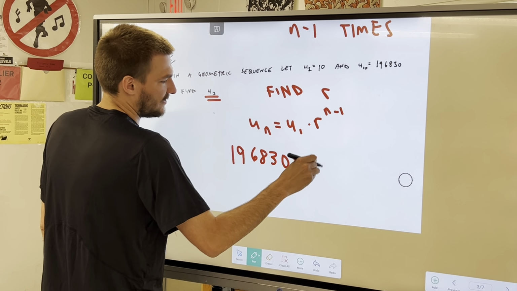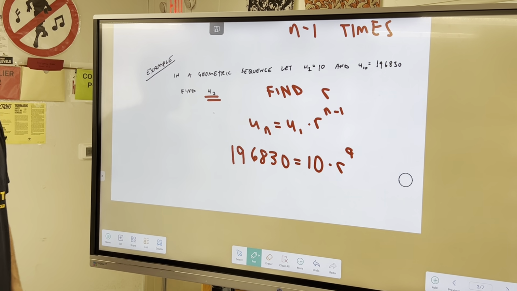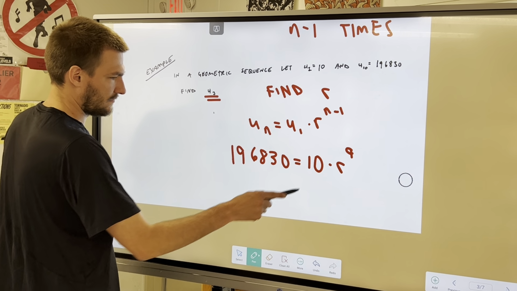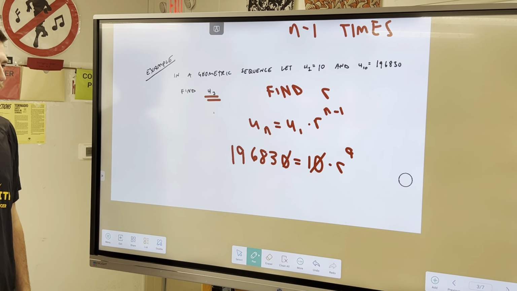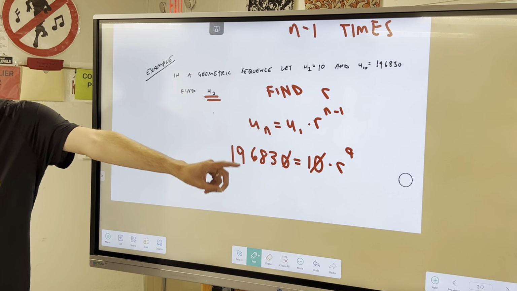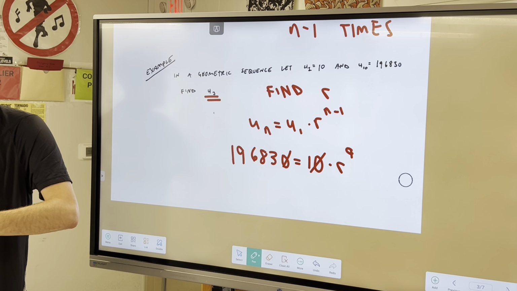196830 is equal to 10 times r to the power of 9, because, of course, 10 minus 1 is 9. Divide both sides by 10. I'm just going to cross off the 0 because that's what dividing by 10 does. And how do we get that r by itself? How do we get that 9 away from the r?